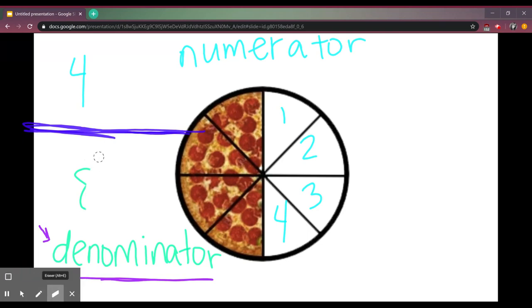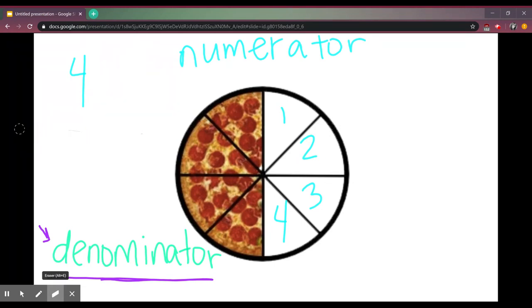So if I write that more nicely, dot this scribbly line, we can say that 4 out of the 8 pieces are eaten. And the way you read this fraction is you say 4/8. And I'll go more into that in just a minute.